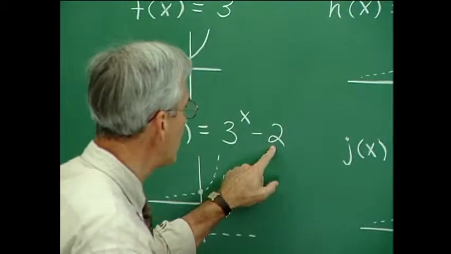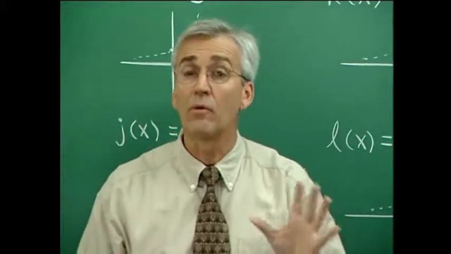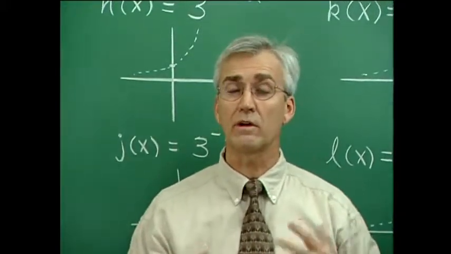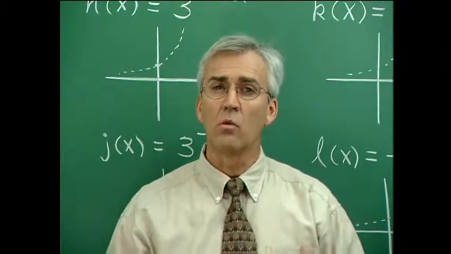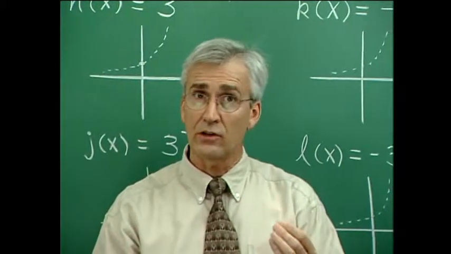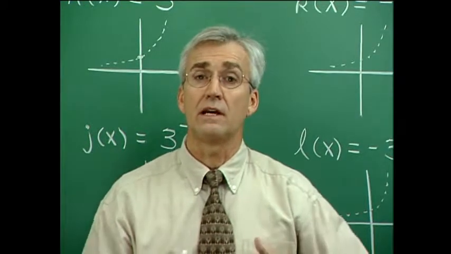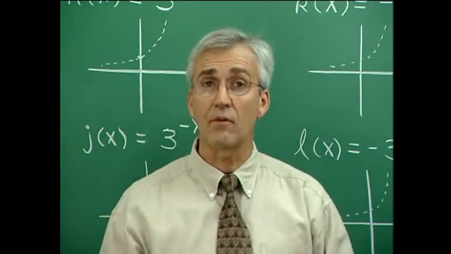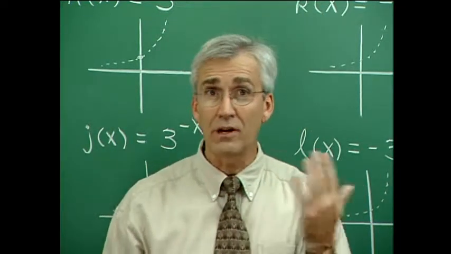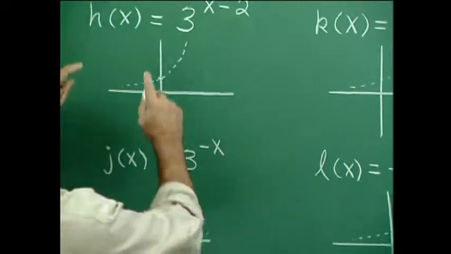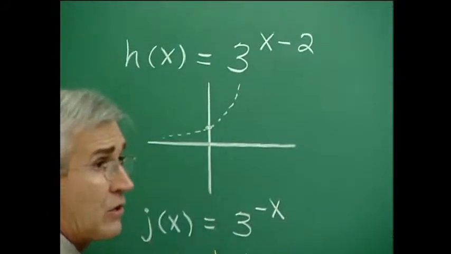Notice that the subtraction of 2 here occurred after the prevailing operation of exponentiation. Remember, when we studied transformations before, there was a prevailing operation, and our movement left and right or up and down was due to an addition or subtraction either before or after that prevailing operation. If the addition or subtraction is after the prevailing operation, then the motion of the graph is up or down. If it's before the prevailing operation, there's a left or right movement. Here's an example of that situation. This is 3 to the x minus 2. And remember, when we have that left-right movement, it's in a direction we don't expect.